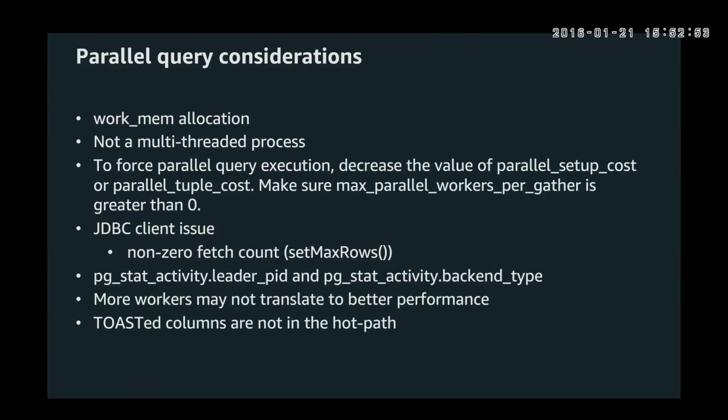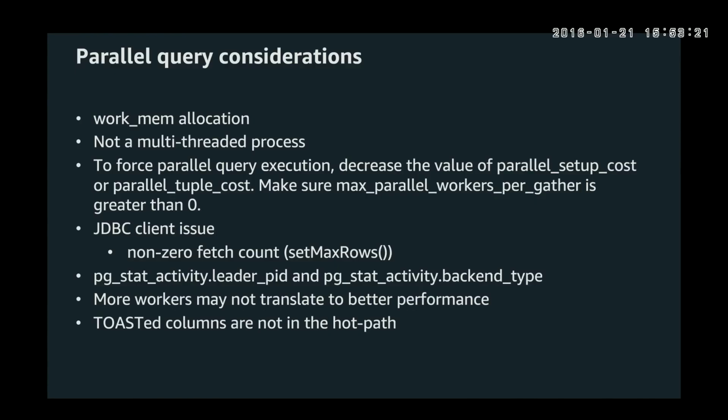Another interesting one which we came across is a JDBC client issue. Normally, whenever you use the libpq protocol, like psql or pgAdmin, it does not send a non-zero fetch count. But any driver which uses JDBC, especially a DB viewer type of client, sends a non-zero fetch count. If the non-zero fetch count comes, the Postgres parallel query does not get executed.